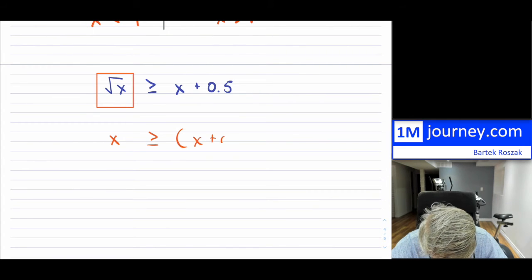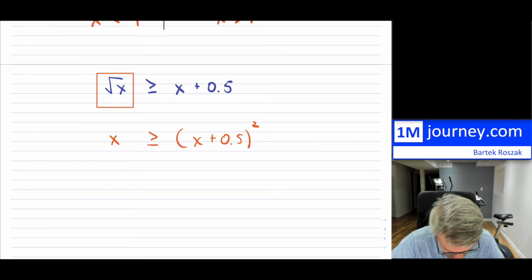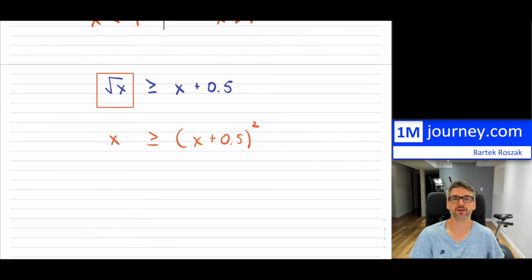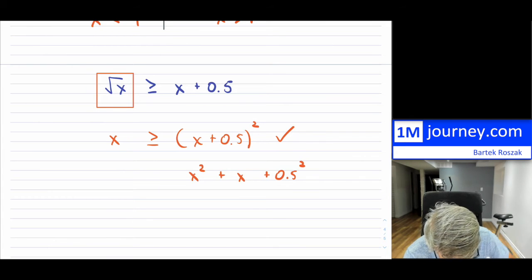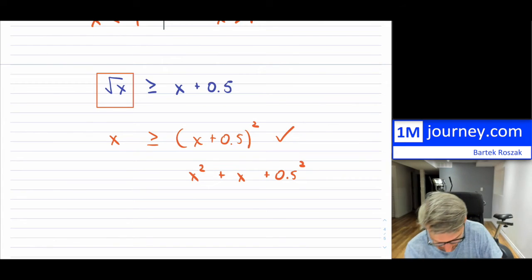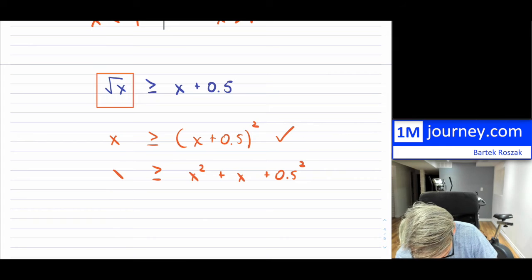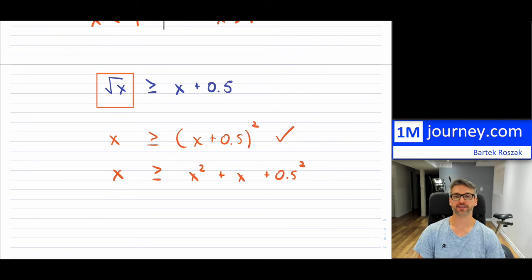So this is going to be x plus 0.5 squared. All right? And you might get something like this. And now, of course, you can expand this out for yourself. If you expand this out, you're going to get x squared, and then plus x and then plus 0.5 squared. So I just expanded that out, and we're going to get that.